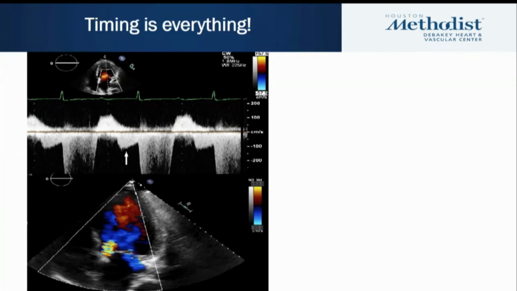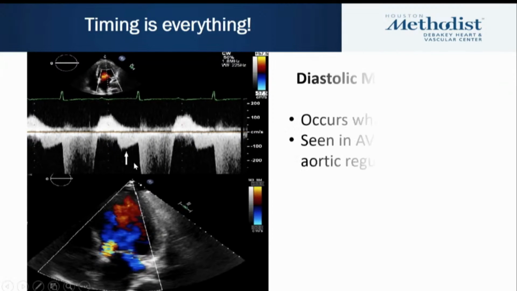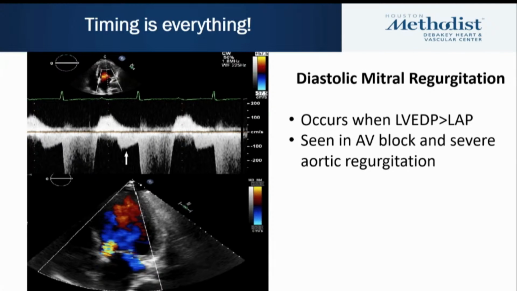Timing is everything. Sometimes you see mitral regurgitation in diastole. And when does this happen? It usually happens when your left ventricular end diastolic pressure exceeds your left atrial pressure. And these can be seen in cases of AV block and severe aortic regurgitation. So again, once you see mitral regurgitation, make sure you pay attention to the timing, and a continuous wave Doppler can help you determine the timing of the jet.